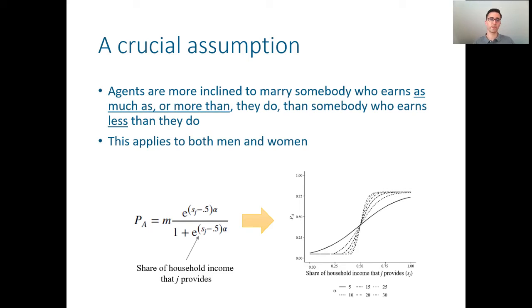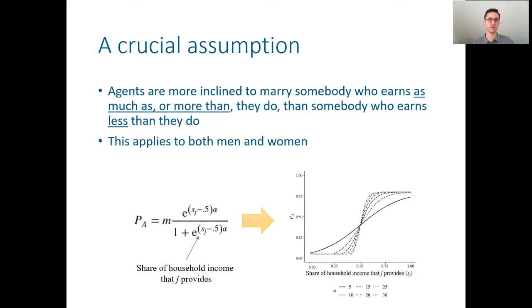Now, importantly, we assume that income affects how likely it is that agents want to marry the person they are currently dating. We assume that both men and women prefer partners who earn at least as much as they do over partners who earn less than they do. This is expressed in this sigmoid function that you see here, which considers the relative income of a prospective partner, represented by S_j, in determining the probability that agent i becomes willing to marry agent j in a given iteration of the simulation.